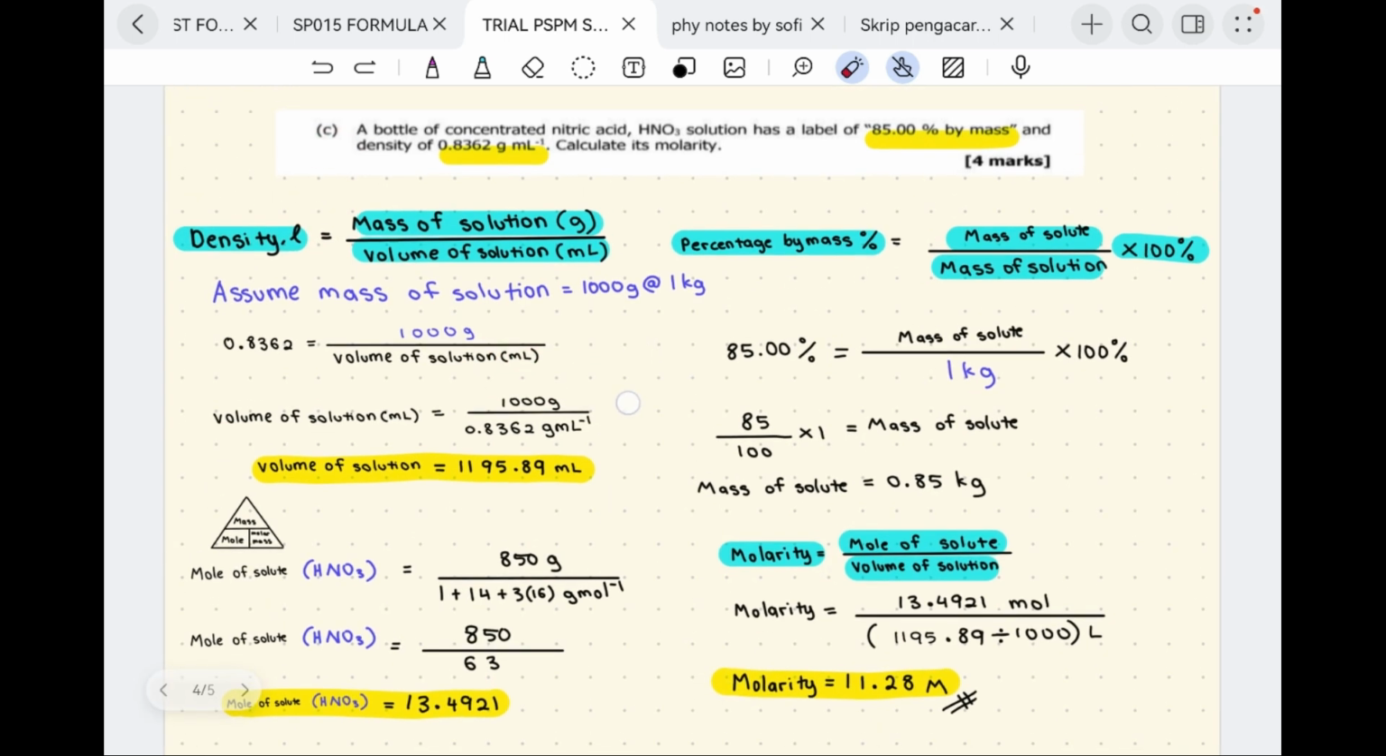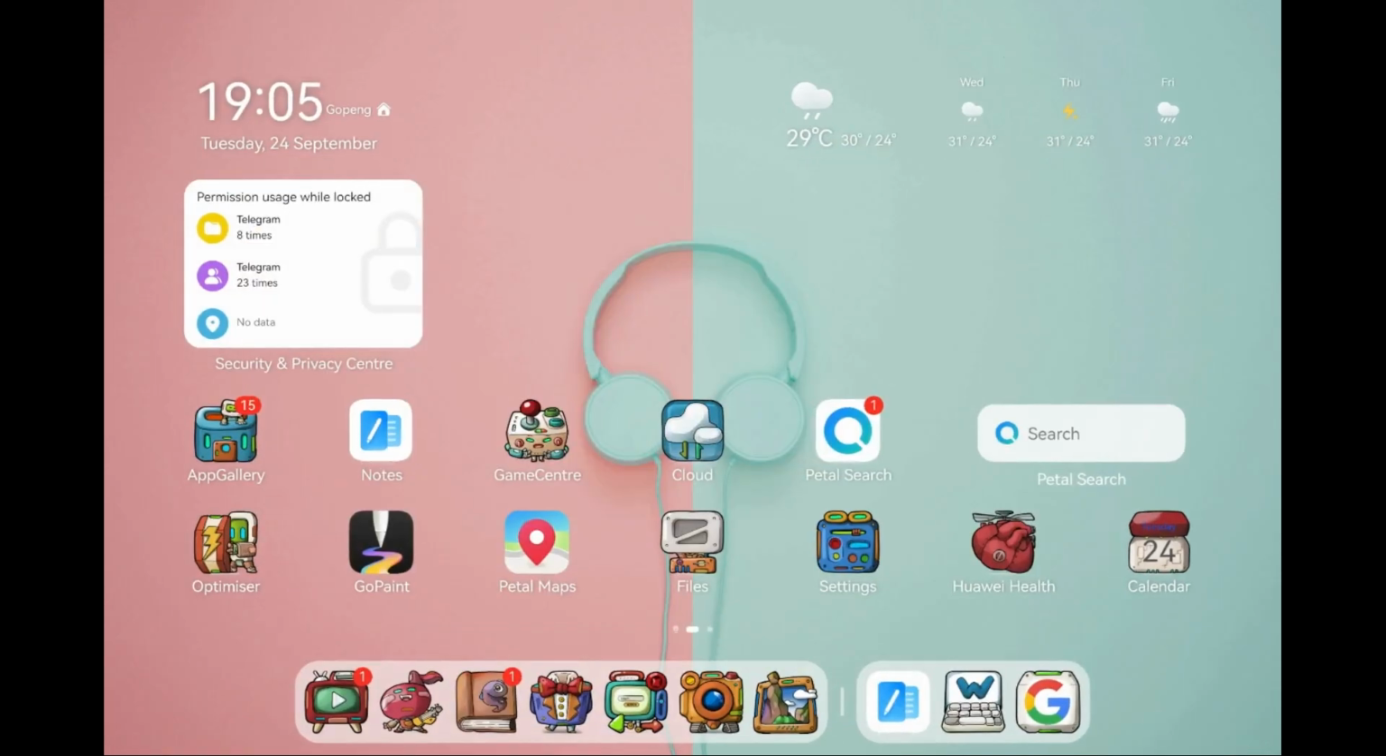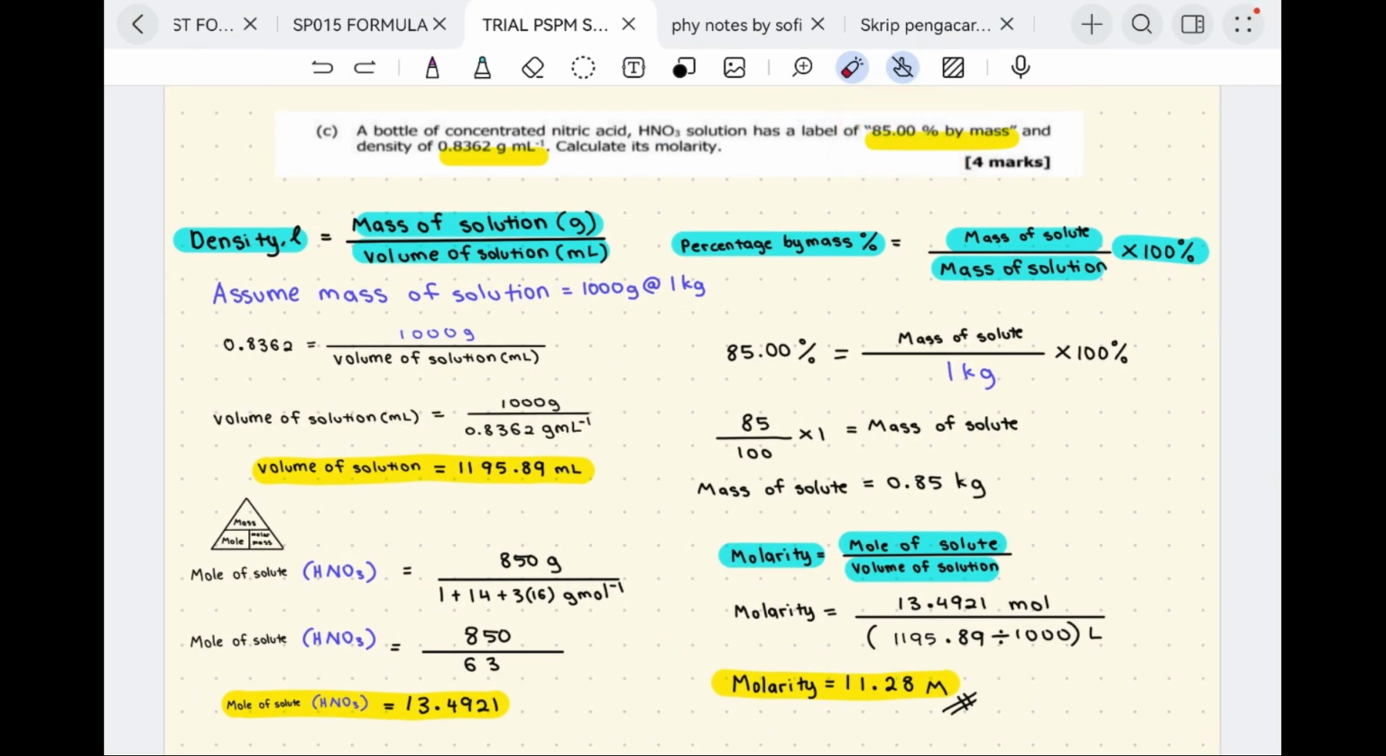Okay. And then for the percentage by mass given, I can find the mass of solute by substituting the value of mass of solution that I already assumed, which is 1000 gram or 1 kg. In this case, I use 1 kg because the SI unit of mass is kg. So I just substitute the value in the formula, and then move it to the left hand side, and then I will get the mass of solute, which is 0.85 kg.